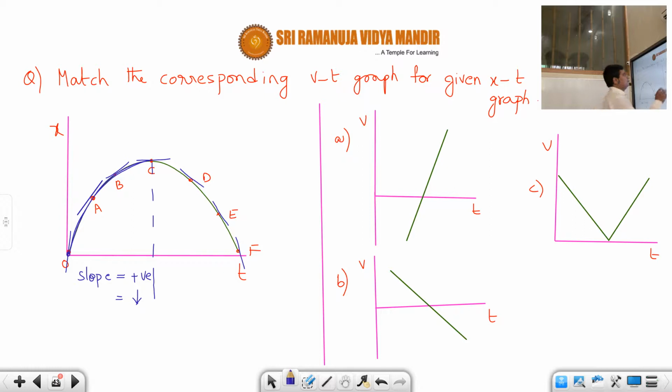Here you can see in the first graph, as time is increasing, the velocity is in the negative direction. Velocity is negative, correct or not, students? That means the slope is negative. So that means the first one is not correct.